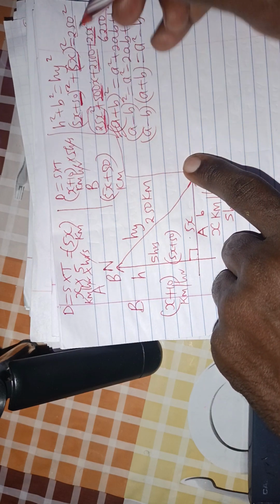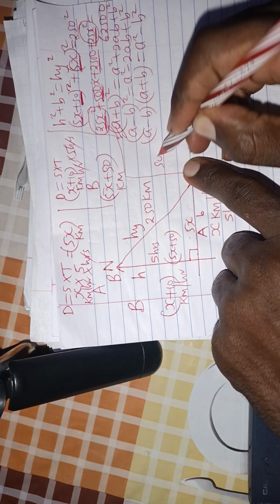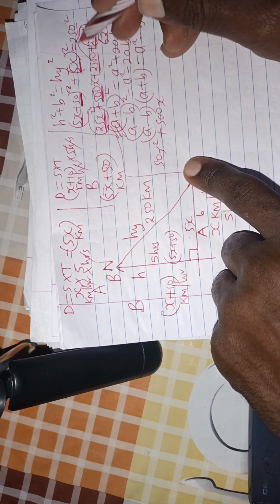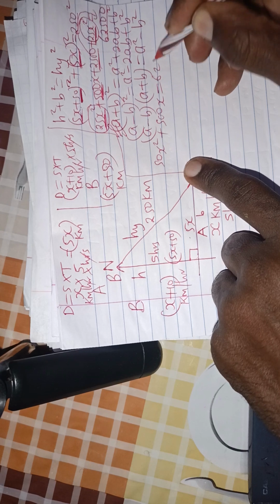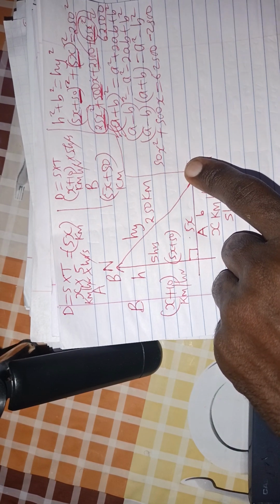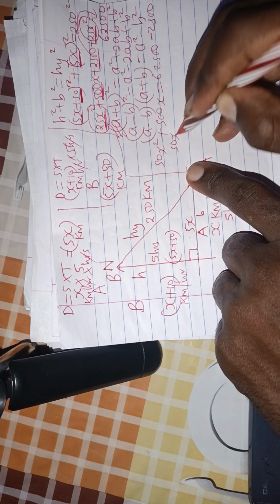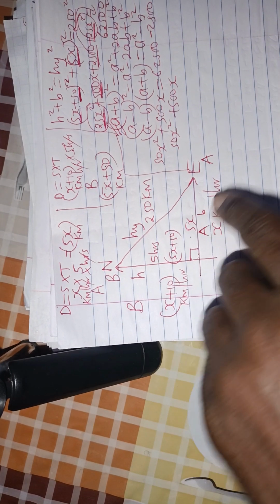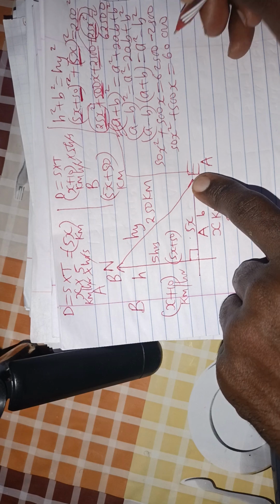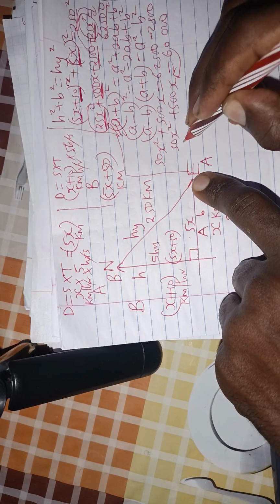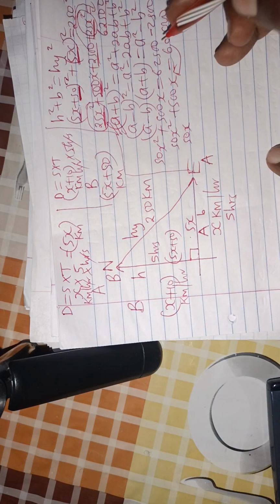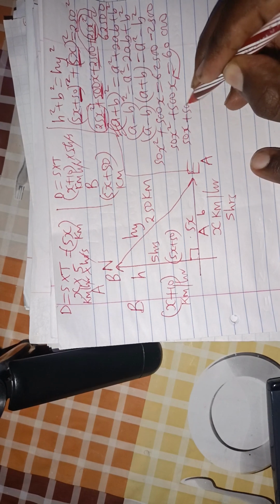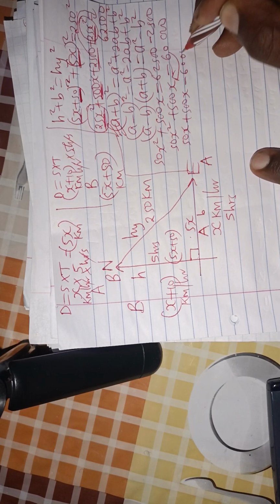Collect like terms, 25x squared and 25x squared. That gives us 50x squared plus 500x. We shall take 2500 on this other side. So we shall have equals to 62500 minus 2500. So we have 50x squared plus 500x equals 62500 minus 2500, that is 60,000. If I'm not wrong, that is 60,000. Shall take this on the other side. So we have 50x squared plus 500x minus 60,000 equals 0.